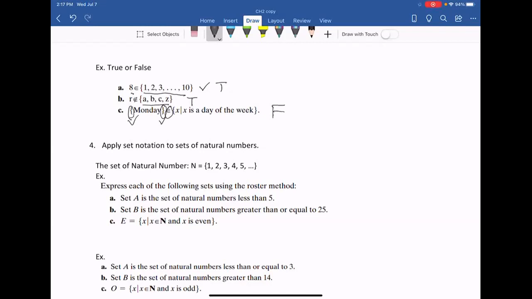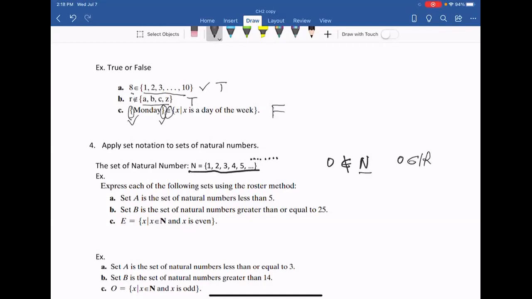Let's move on to part 4. Apply set notation to sets of natural numbers. The set of natural numbers is 1, 2, 3, 4 to infinity. That means infinitely many numbers. So this is the natural numbers. So people will ask, well, how about 0? Is 0 a natural number? No. 0 is not an element of the natural numbers. 0 is an element of the real numbers or the integers. So it does not belong to the natural numbers.